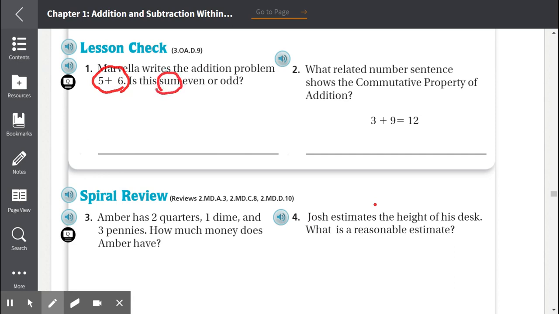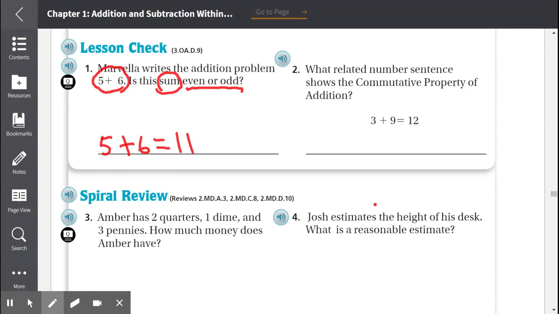We know that the word sum means the answer to an addition problem. So whenever we have the word sum, we know we're going to be adding. And also we have even or odd. We know even numbers end in 0, 2, 4, 6, 8. And we know that odd numbers end in 1, 3, 5, 7, 9. So let's begin by adding 5 plus 6. We know 5 plus 6 is going to equal 11. So we found the sum. The sum of 5 plus 6 is 11.